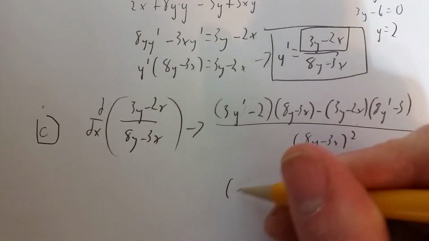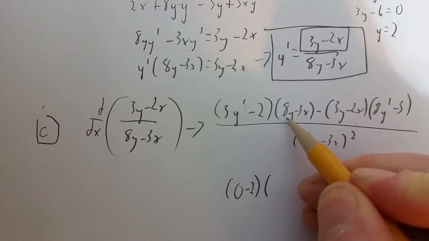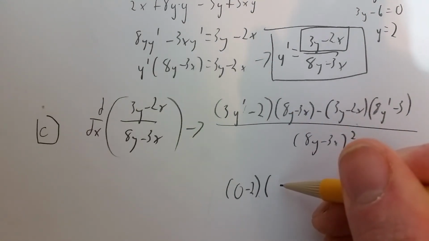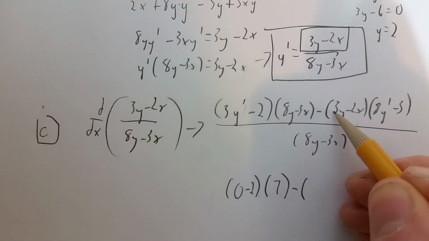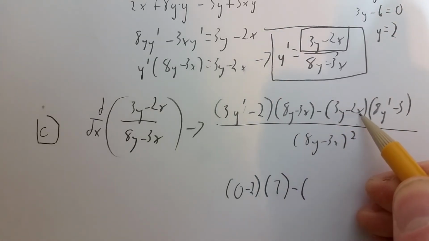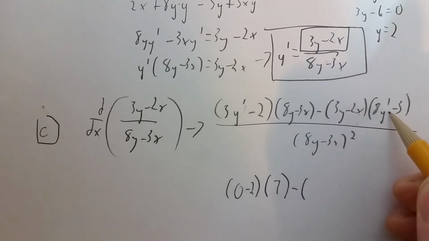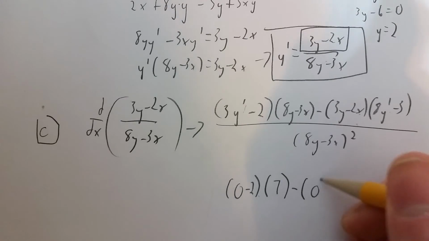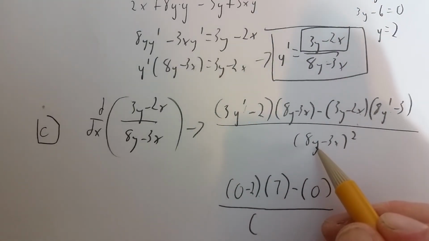Let's see what happens. So I get 0 minus 2 times, plug in 2 here, I get 16 minus 9 is 7. Minus, now watch, plug in 2 for y. 3 times 2 is 6, minus 2 times 3 is 6. Look, this becomes 0. 0 times anything is 0. So this all becomes minus 0 all over, let's see, plug in 3 for y.